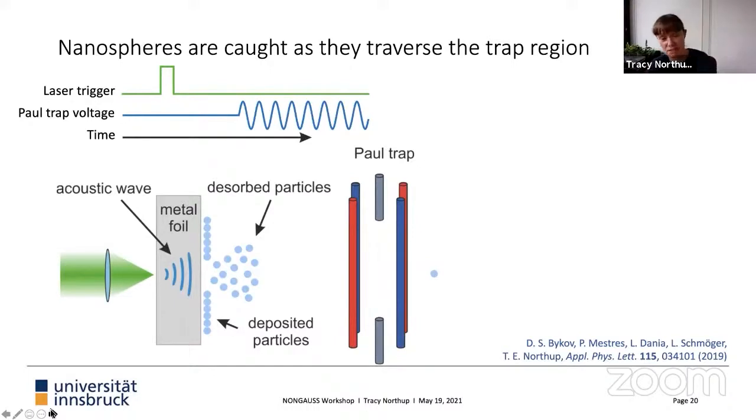The particle somehow got displaced here, so it should have been in the trap, and then it would have stayed there. So we're only turning on these electrodes when the particle is confined. And that's what you see with this Paul trap voltage that's turned on at the right time.